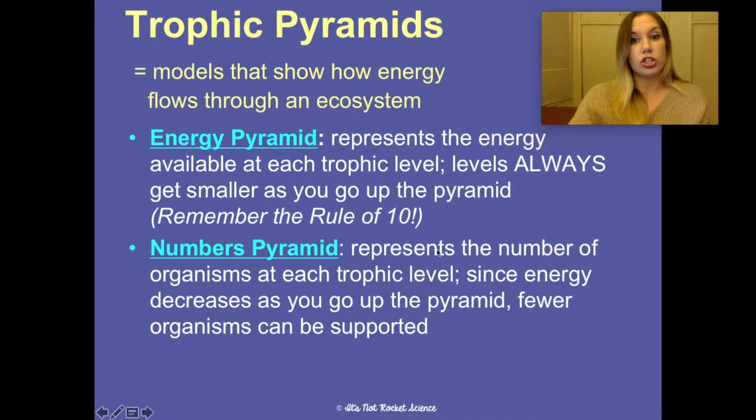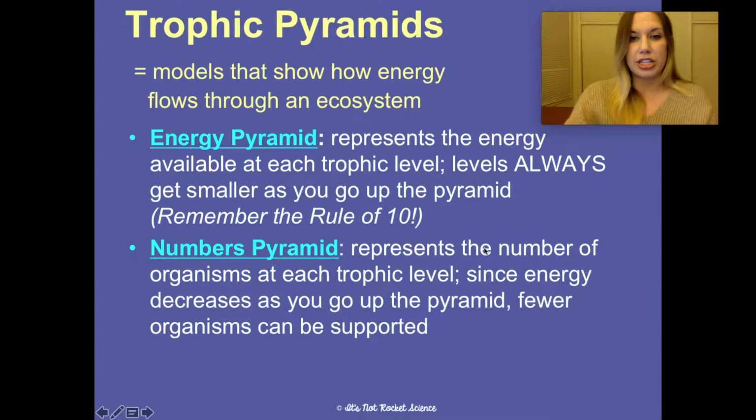And so this is going to just straight up represent how many producers there are, how many different types of organisms are considered producers, how many different types of organisms are considered consumers. How many are primary consumers? How many types of organisms are considered secondary consumers? How many types of organisms are considered tertiary consumers? So this is just straight up the number of organisms in each level.